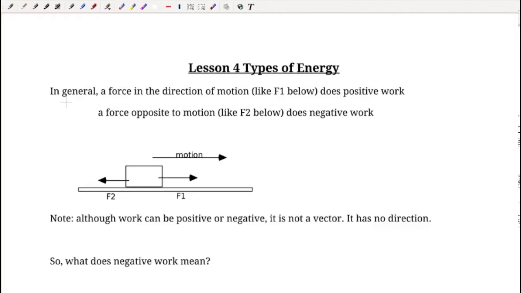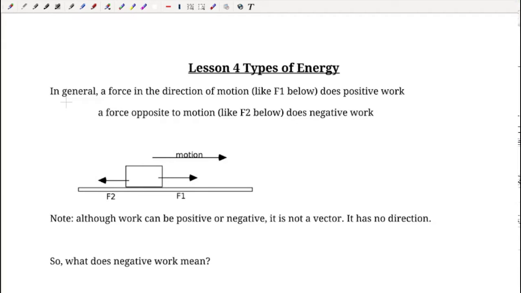In this unit on work, energy, and power, we've talked about work and we've talked about power, and now it's time to talk about energy. And this lesson is the last lesson before your mid-unit review and your mid-unit test. So keep that in mind as we work through this lesson that you've got a test coming up. So lesson 4, types of energy.